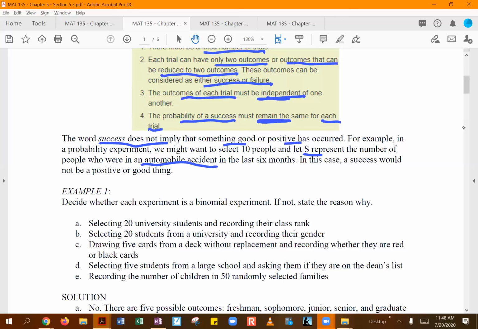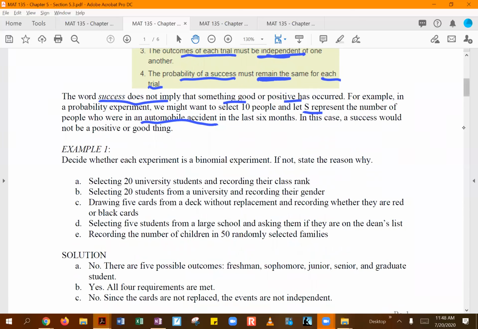So if we're talking about the number of people who were involved in an automobile accident, obviously in this case success is not going to be a good or positive thing. We're just saying in this experiment, we are interested in knowing the probability that a person would have an automobile accident. So that would be our success. Failure in this example would be people who were not involved in an automobile accident. So that's how we are looking at the success or failure description.